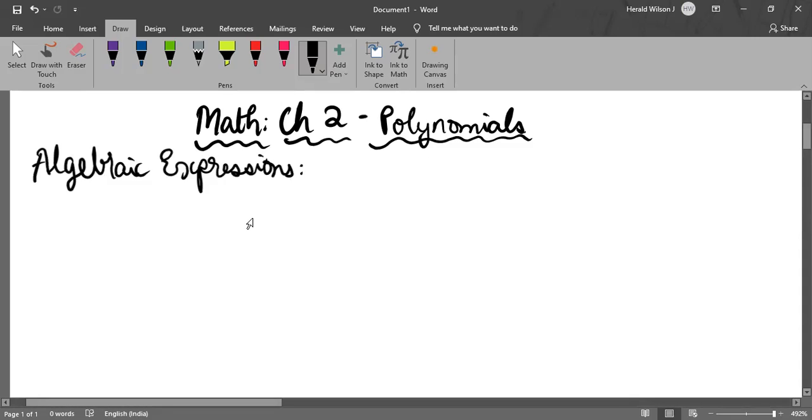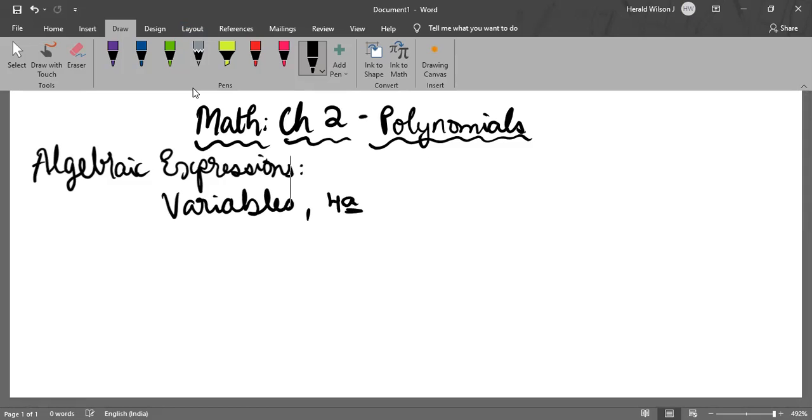So, what do you mean by the term variables? Variables are nothing but a symbol which takes various values. Okay, so variables, an example of this is 4a, and a is a variable here. So, a can take any value, it can be 4 or 4 into 16. So, 16 is your a here. So, it's a symbol which takes various values.